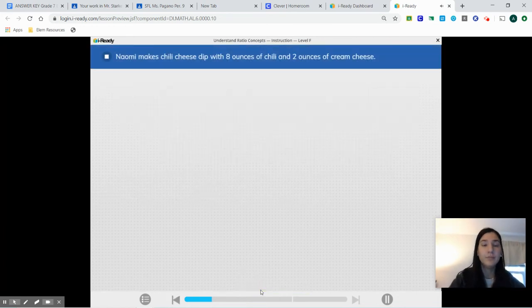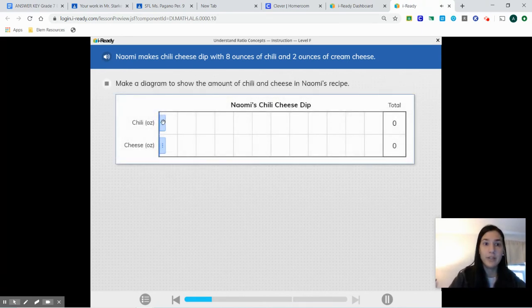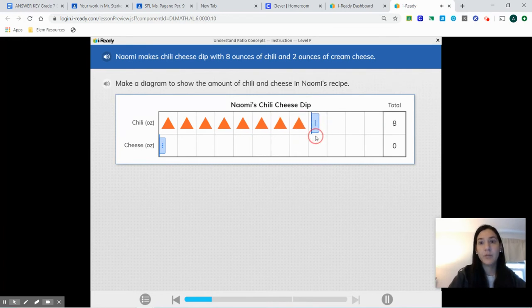Naomi makes chili cheese dip with 8 ounces of chili and 2 ounces of cream cheese. Okay, make a diagram to show the amount of chili and cheese in Naomi's recipe. So make sure you are checking that your total is the right number. So 8, and then 2 cheese.